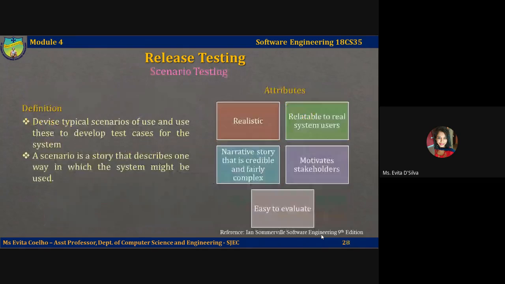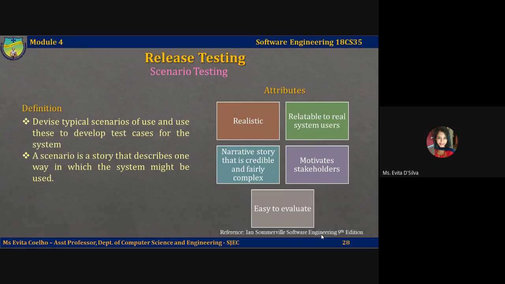Let's now talk about another type of release testing, that is scenario testing. Scenario testing is an approach to release testing where you devise typical scenarios of use and use these to develop test cases for the system. A scenario is a story that describes one way in which the system might be used. Scenarios have to be realistic, and real system users should be able to relate to them. If you have used scenarios as part of requirements engineering process, then you'll be able to reuse the same scenarios as testing processes.